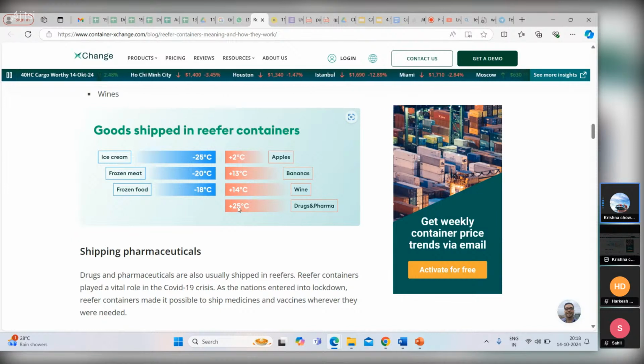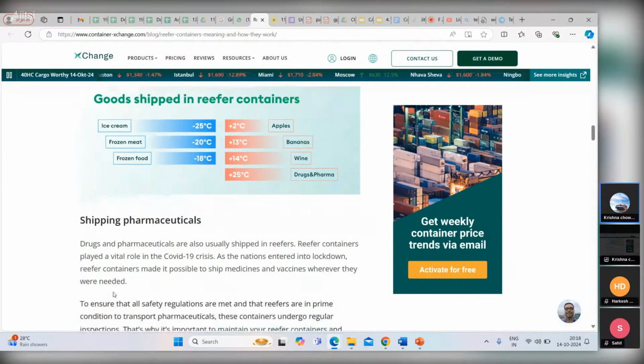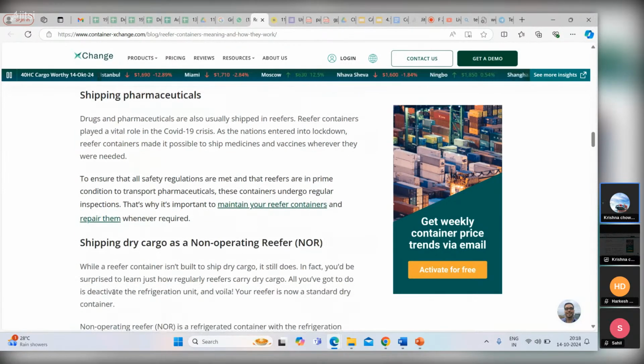So let's see pharmaceuticals. There are so many medicines transported through containers. Drugs, pharmaceuticals are also usually shipped in reefers. Reefer containers played a vital role in COVID-19 as the nations entered into lockdown. Reefer containers made it possible to ship medicines and vaccines wherever they were needed.